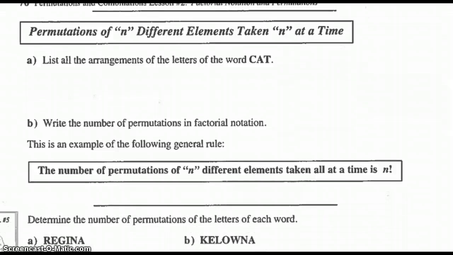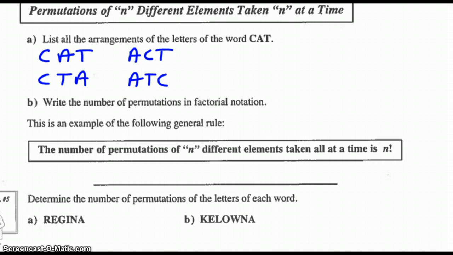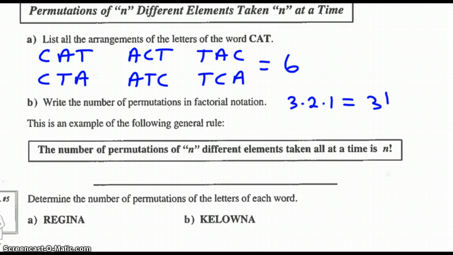So let's list all the arrangements with the letters of the word cat. Well, you've got CAT and CTA. You've got ACT and ATC. And you've got TAC and TCA. Write the number of permutations in factorial notation. Well, that gives us 6, and we know that in factorial notation that would be 3 times 2 times 1, or 3 factorial.